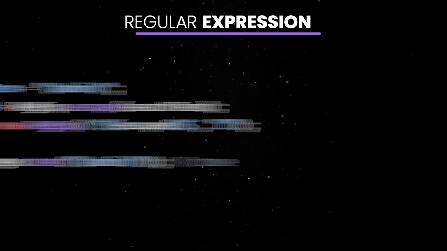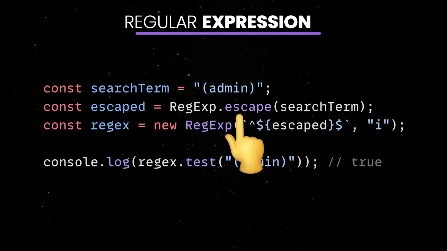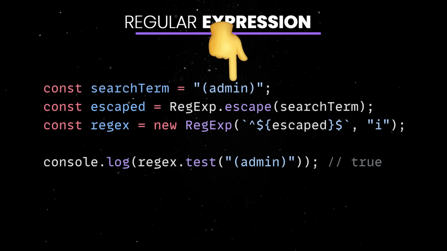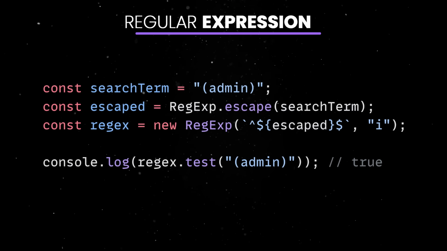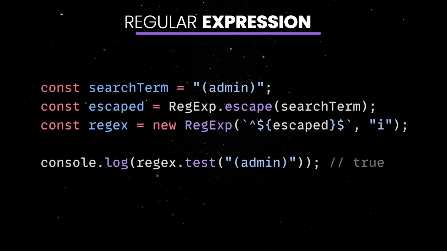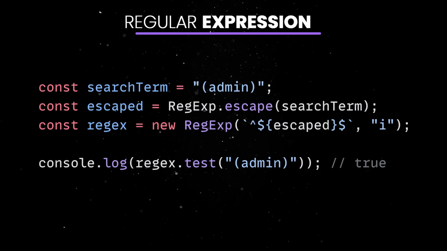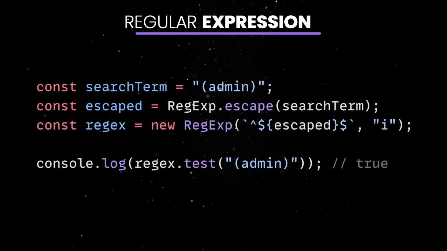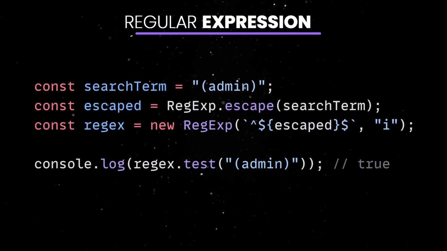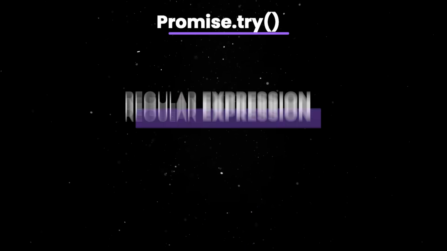On the regular expression front, the new escape static method lets you prevent injection attacks on regular expression strings. It will escape any characters with special meaning in a regex context, just like other functions prevent SQL injection on arbitrary SQL strings. But one of the additions I am personally excited about is the new Promise.try method.